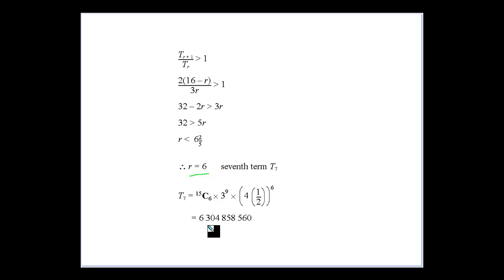So it's 6,304,858,560. That would be our greatest term when x is equal to a half in that expansion. So again, it may be different if x was equal to 2, or if x was equal to a third, or x was equal to a fifth. It could be different terms that would give us the greatest coefficient. But in this case, we've got r is equal to 6, and so that gives us our greatest term.